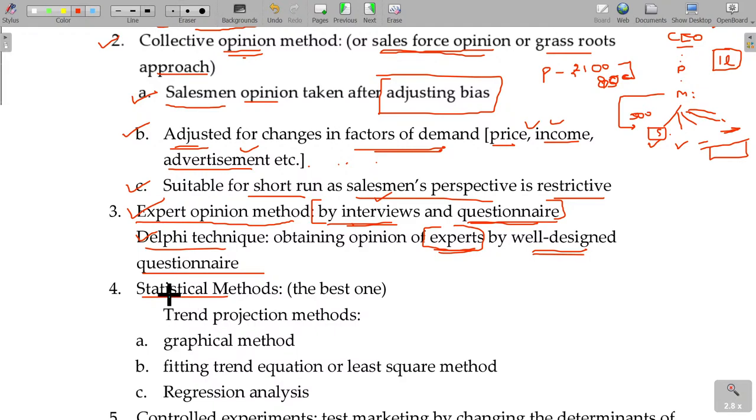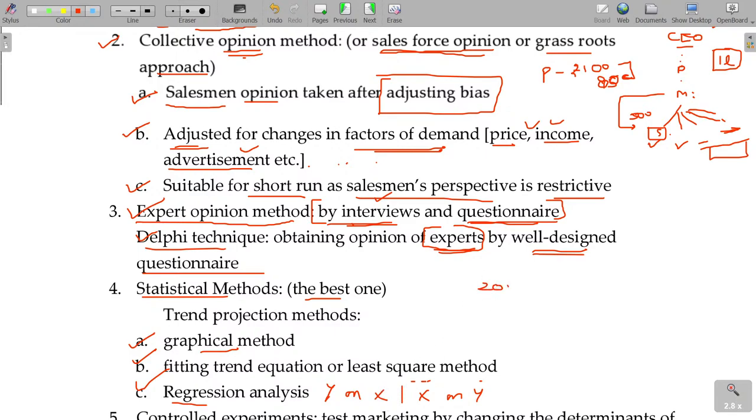And of course, we have the statistical methods. You might have studied that, or you may be studying that in your stats, right? The best one. So, these are the three methods we have. Graphical methods. This graphical method, you might have studied in the name of scatter diagram. You have studied the scatter diagram in stats, right? Or regression analysis, y on x and x on y. These two will be regression analysis. If the x line is this way, what could be the y line? That's the regression analysis.